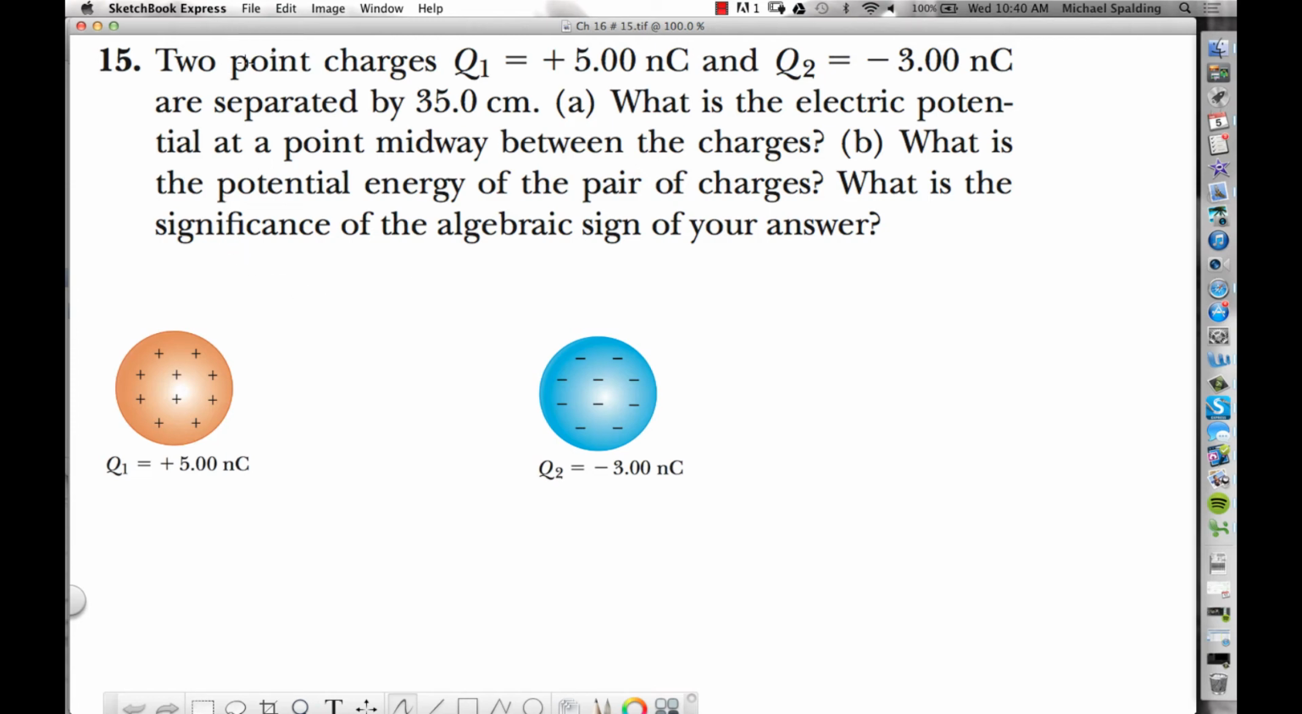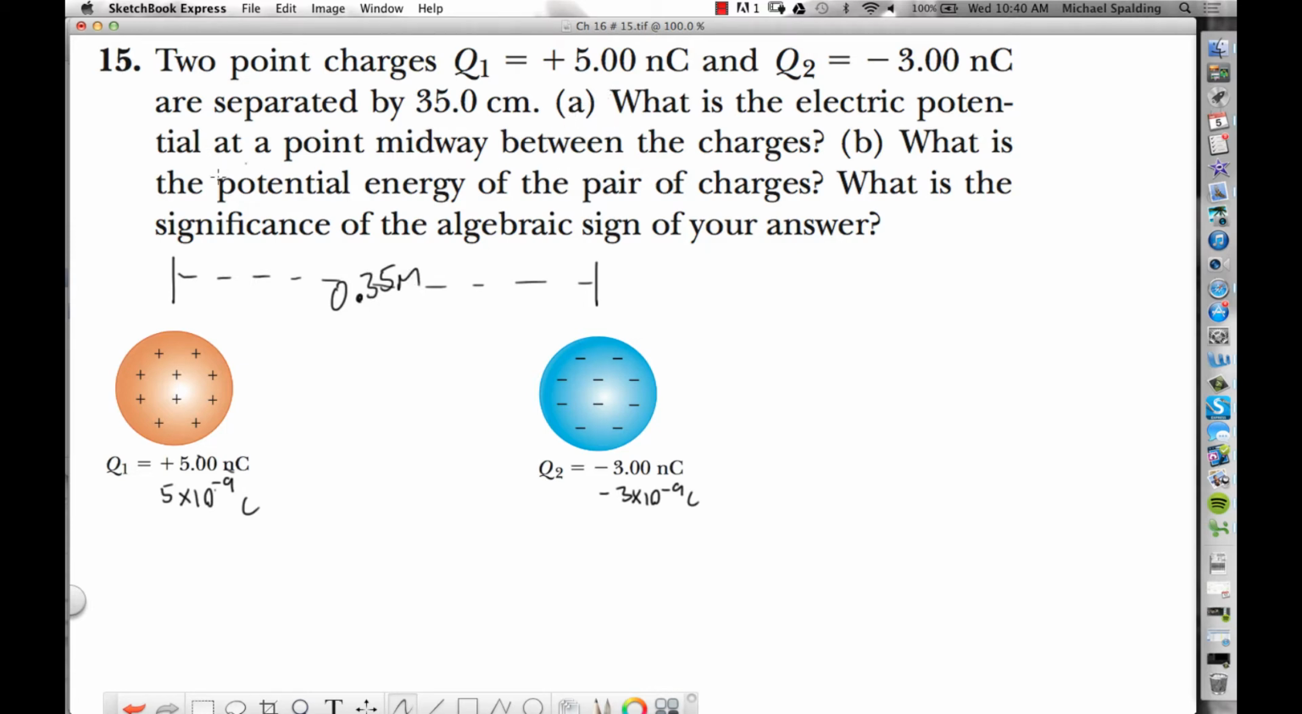Okay, 15. We have 2-point charges. Charge 1 is 5 nanocoulombs. Nano is 10 to the negative 9. You're going to punch that in as 5 times 10 to the negative 9 coulombs. And then we have a second charge, negative 3 nanocoulombs. That's going to be negative 3 times 10 to the negative 9 coulombs. Separated by a distance of 35 centimeters, which is 0.35 meter.